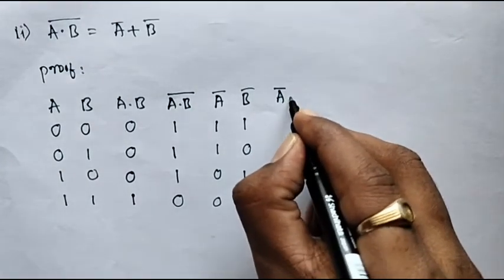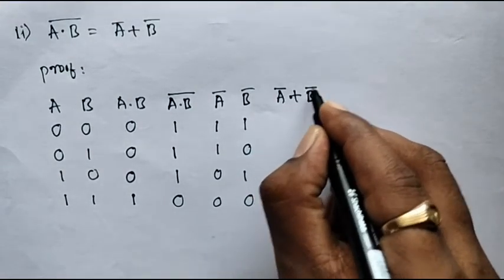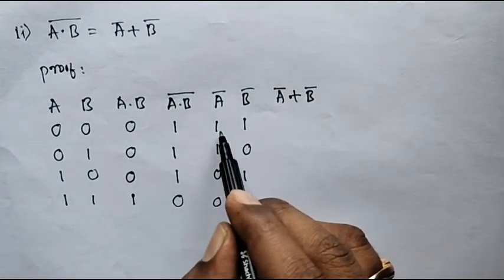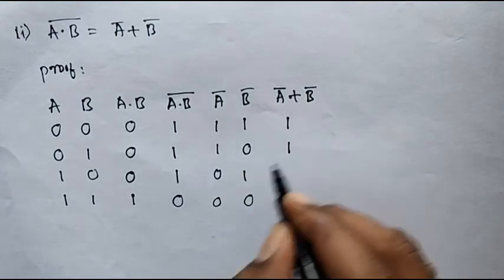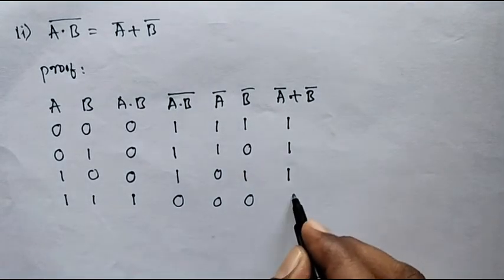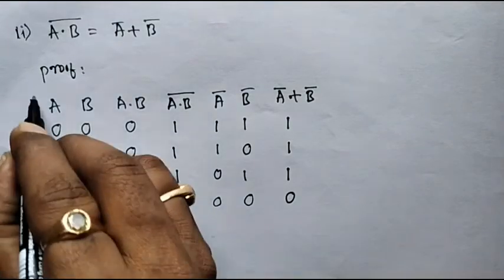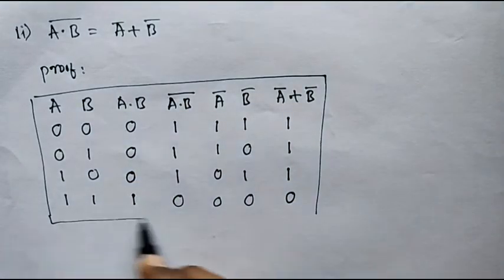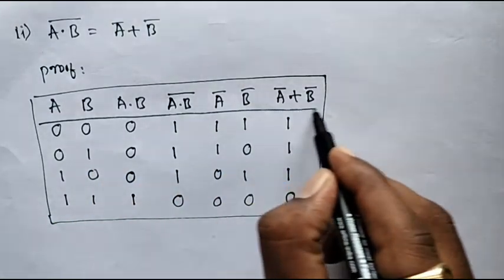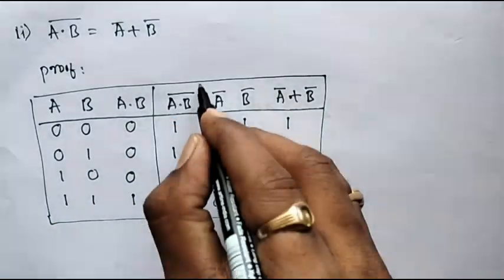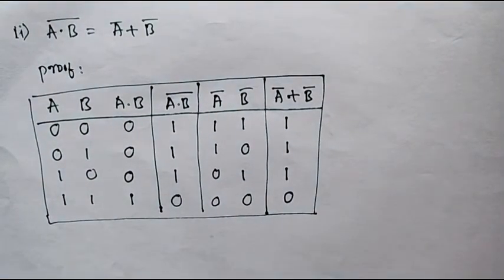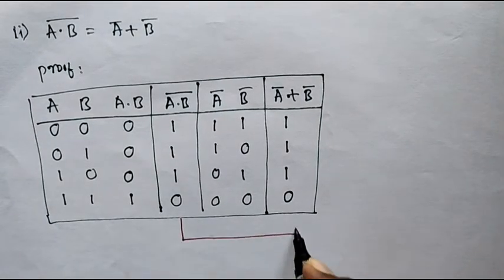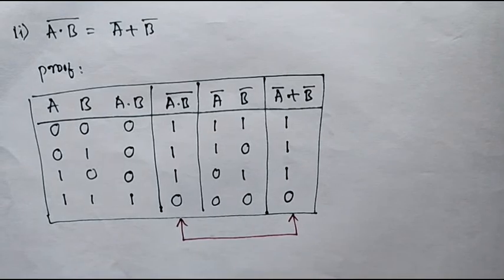Now we'll perform A bar plus B bar. Adding these two columns, that is 1 plus 1 is 1, 1 plus 0 is 1, 0 plus 1 is 1, 0 plus 0 is 0. Now comparing these two columns, the theorem is proved.